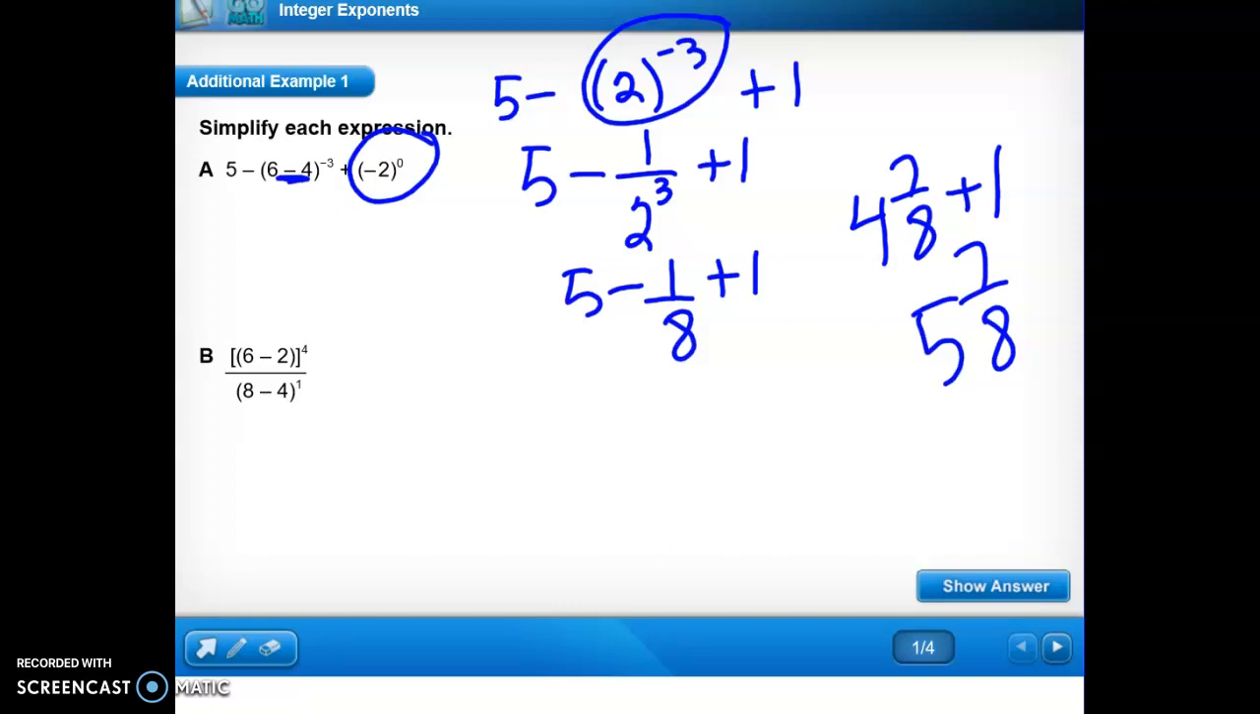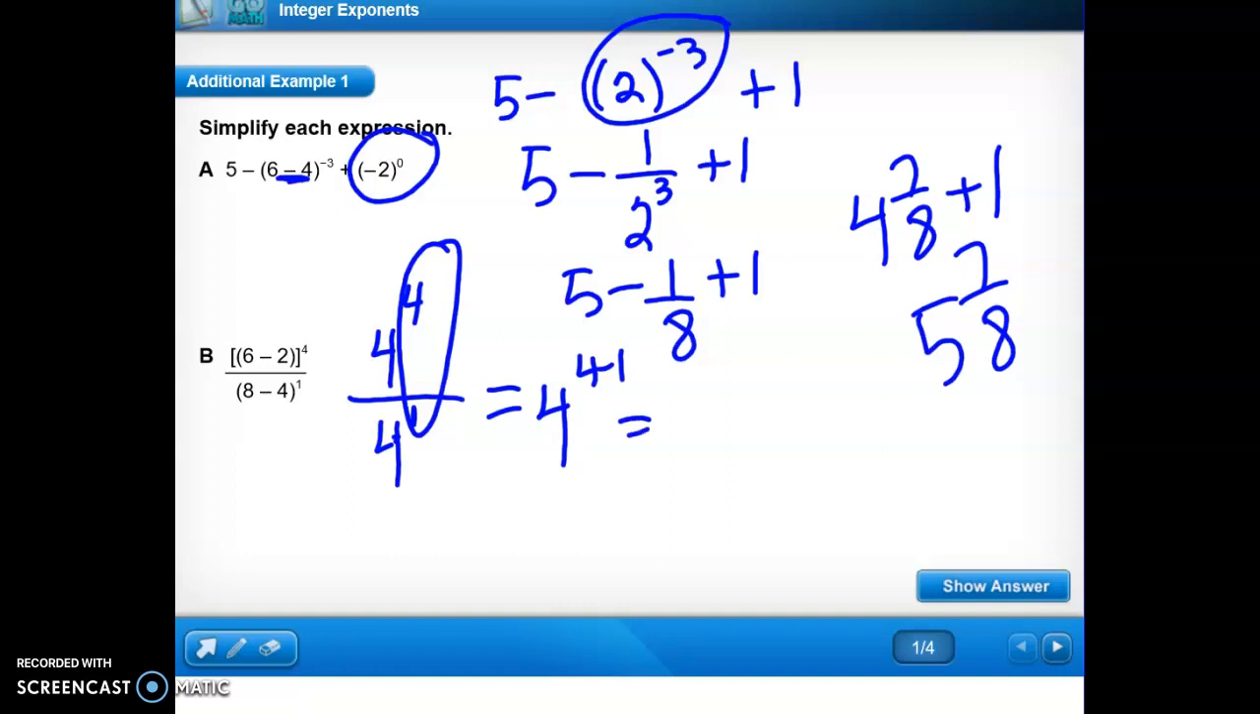All right, the problem B, again, I'm going to go inside my parentheses. So 6 minus 2 is 4, and we have to the 4th power. And inside parentheses on the bottom is 8 minus 4 is 4 to the 1st power. Now, because these both have like bases of 4 and 4, I can subtract these exponents, 4 minus 1. So I have 4 to the 3rd power.